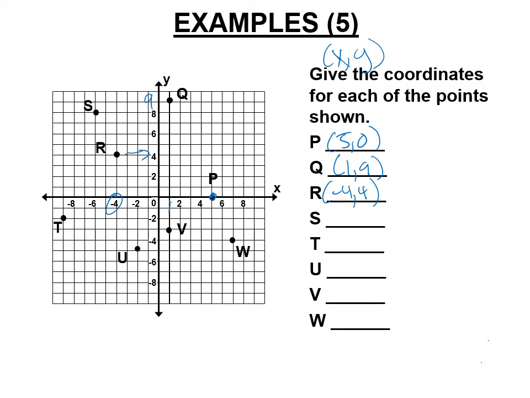S is at -6, +8. T is at -9, -2. U is at -2. You have to do X first, -5. V is at 1, -3. And W is at 7, -4.